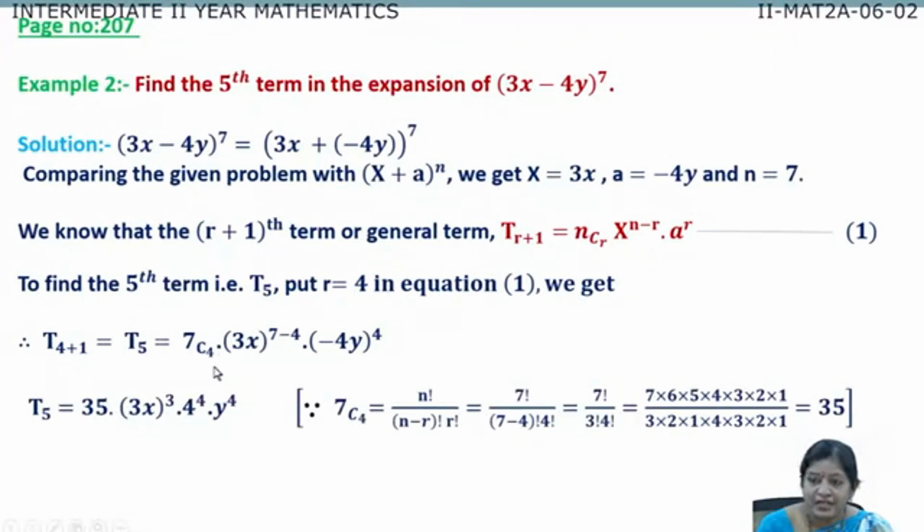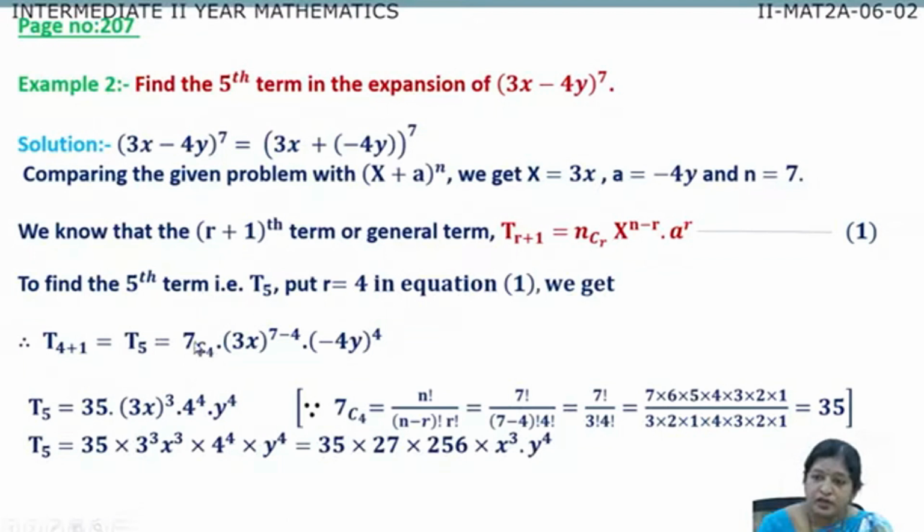Now, this 7C4 value can be found by using n factorial by (n minus r) factorial into r factorial. So 7 factorial by (7 minus 4) factorial into 4 factorial, which is nothing but 7 factorial by 3 factorial into 4 factorial. 7 factorial can be written as 7 into 6 into 5 into 4 into 3 into 2 into 1, and 3 factorial, 4 factorial values we have written. So after cancellation of these terms, we will get 7 into 5, which is nothing but 35.